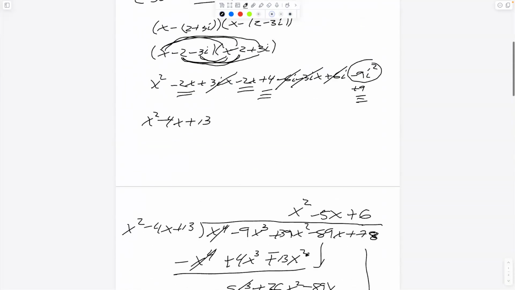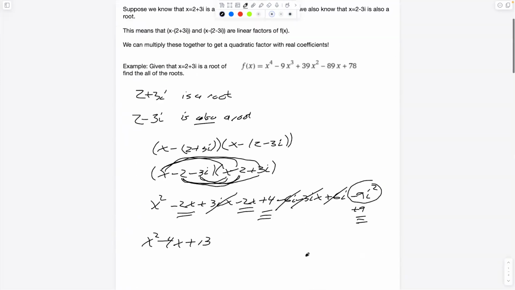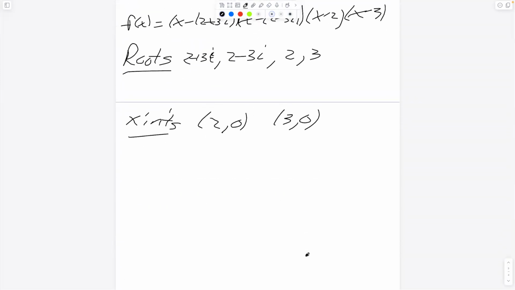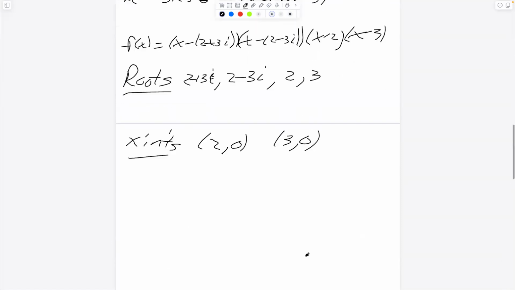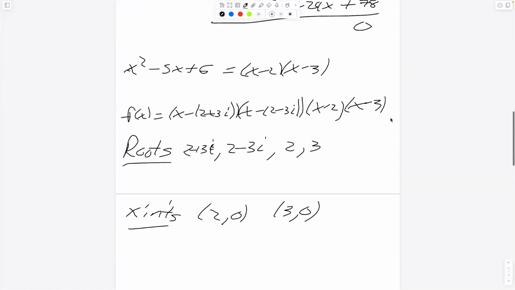And then we could graph if we wanted to. Like we know the end behavior, leading coefficient, all that stuff. This is a good place to stop, though.